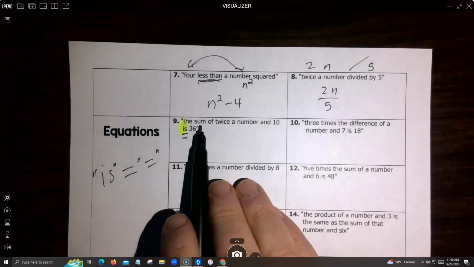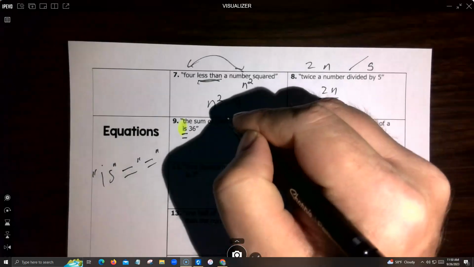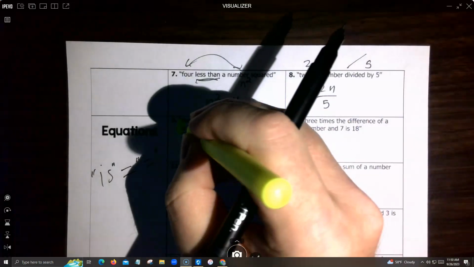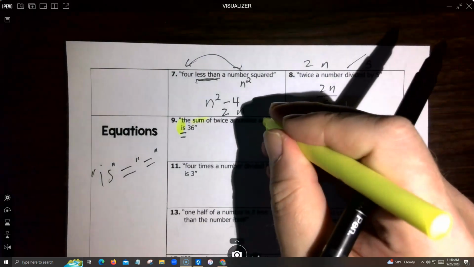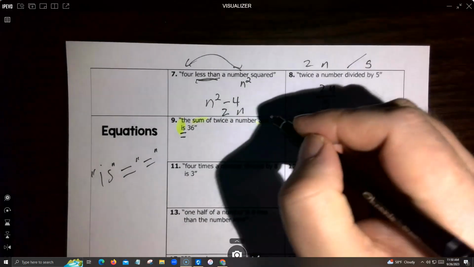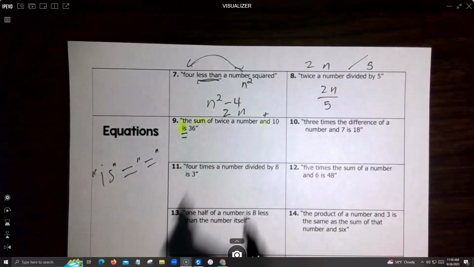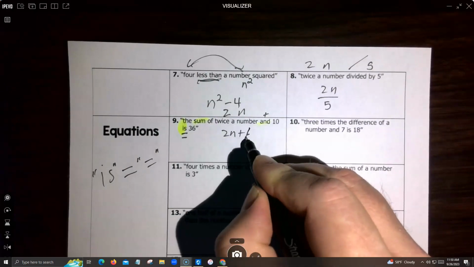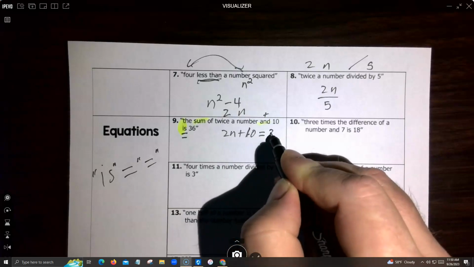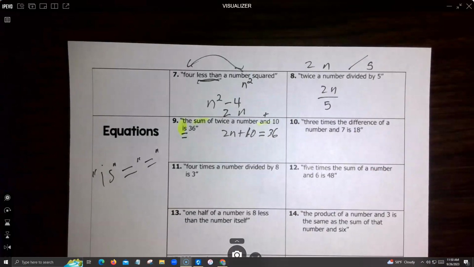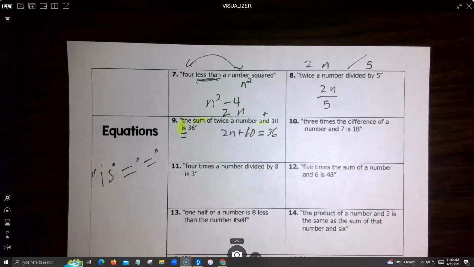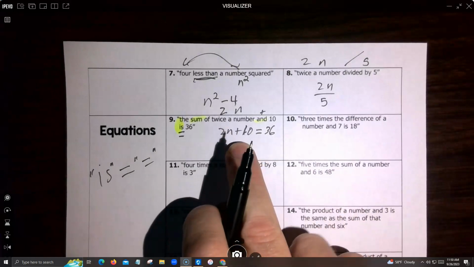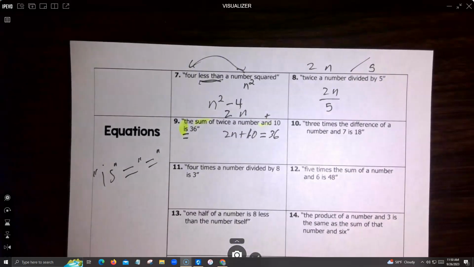So we have the sum of twice a number. Okay, so 2n, twice a number. The sum, again, we see that word sum. So where we see that word and, we're going to put a plus sign. All right, so the sum of twice a number and 10 is 36. And then we would go from there. So it's really important that you're able to take something that's in words and change it into symbols, because I can't solve this, but I can solve this once I learn how to solve equations.